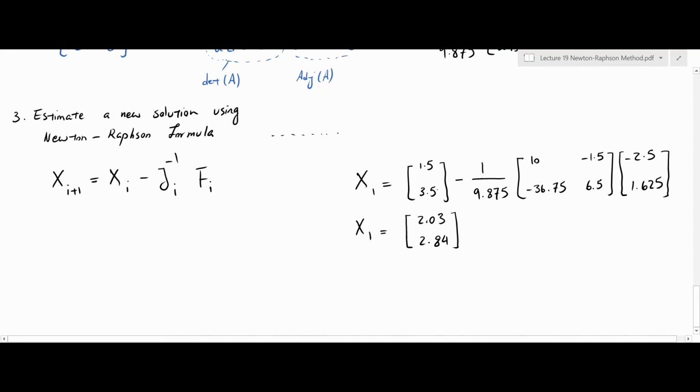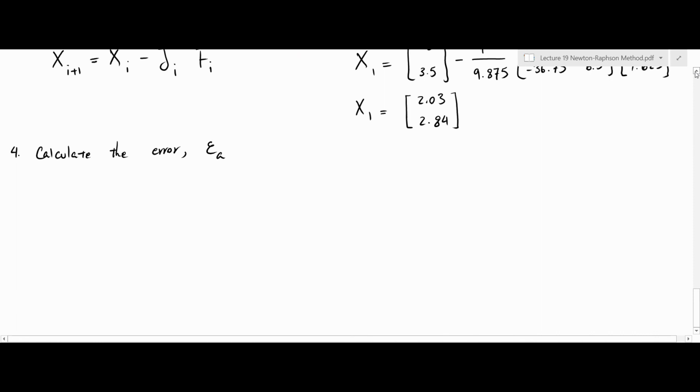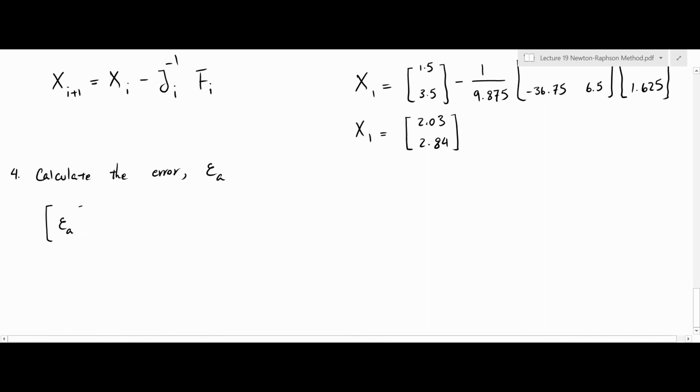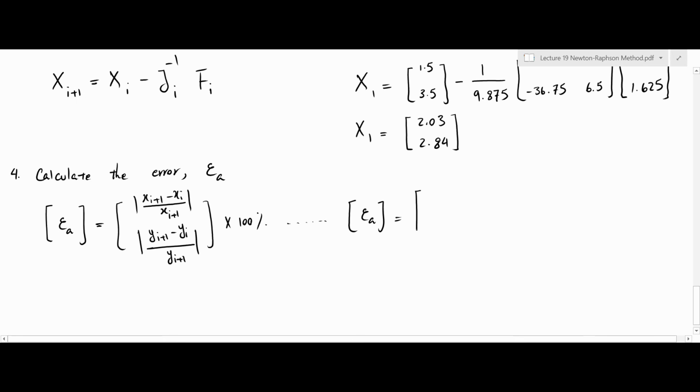And step 4 is to calculate the error, which is the approximate relative error. And again, in here, the error also takes a matrix form, so we can introduce the error matrix, which is the absolute of xi plus 1 minus xi over xi plus 1 and the absolute of yi plus 1 minus yi over yi plus 1. And we can represent it in terms of percentage. So if I do so for our example, the matrix of error will be, and we can present it in percentage, which is 26% and 23%.